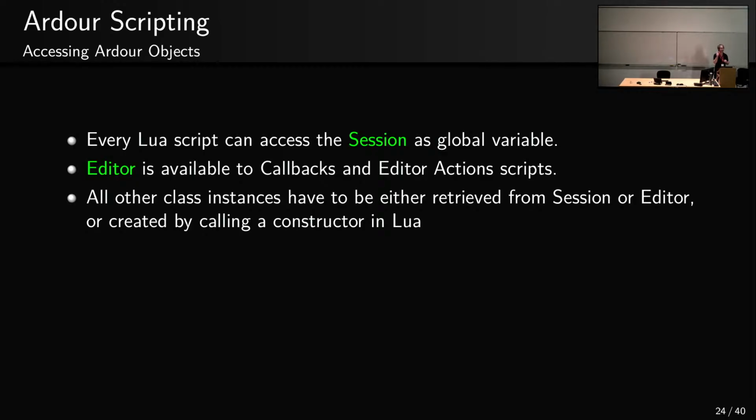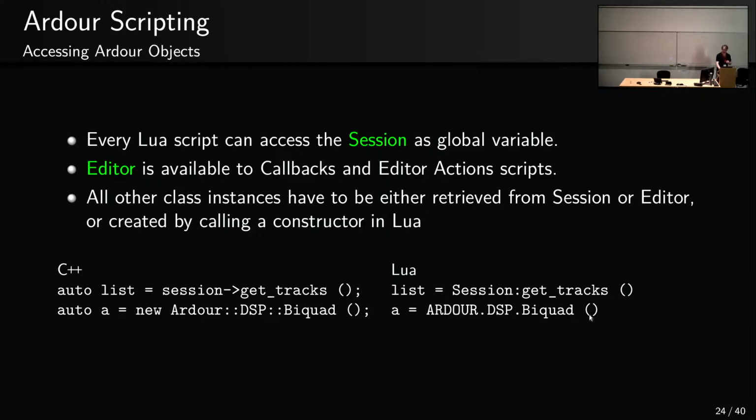So if you want to get the tracks, which are also class instances, you call session get tracks, which gives you a list of all the tracks in the session, or you can ask for all the plugins of a dedicated route. And all those instances are specific functions that are either from the session, or you can ask the editor, which are global variables in Lua. And everything else, you need to ask a C++ function to create the class for you. And here you already see there's colons in C++ for constructors, and in Lua there's just dots. So just a different syntax to get used to if you're coming from C++.